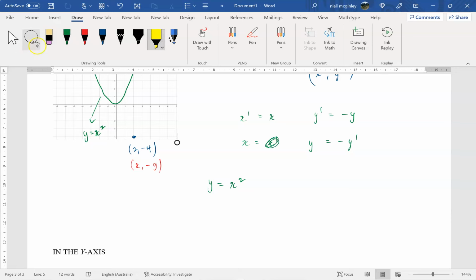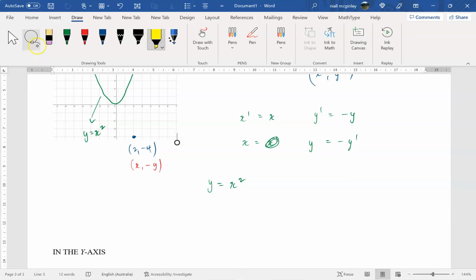So then to check, we can say that when x equals 2, we make sure that this (2, -4) lies on our new function. y is going to equal minus 2 squared. We do the indices first and then subtract, so that will be minus 4. And that point will lie on our function.